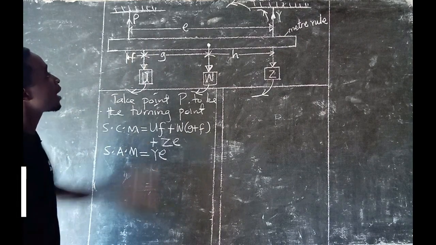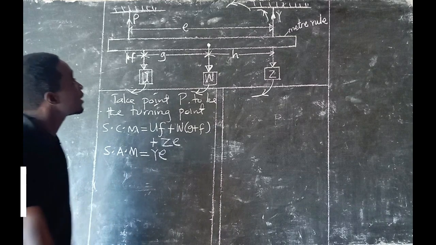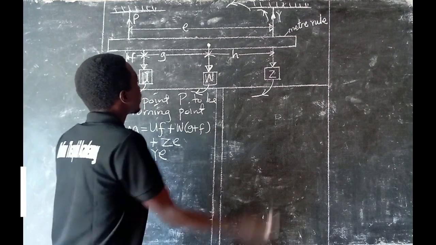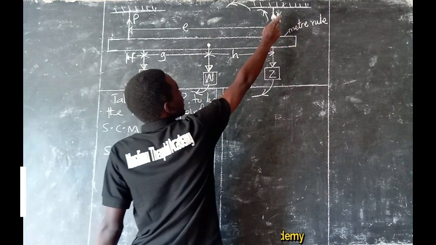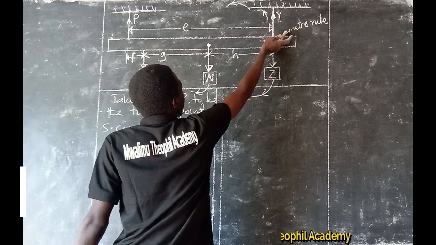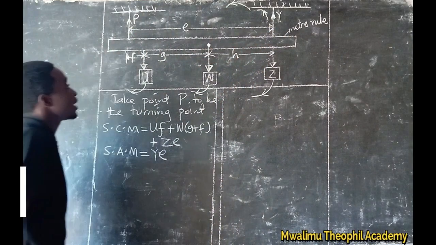Now this is the sum of anticlockwise moment. Let's see across our diagram, do we have any extra force which moves anticlockwise? The answer is no, we don't have any, because we are through with these three forces. They are moving in a clockwise direction, but we are left with only Y, which, when rotated towards P, we get it moving in anticlockwise direction.